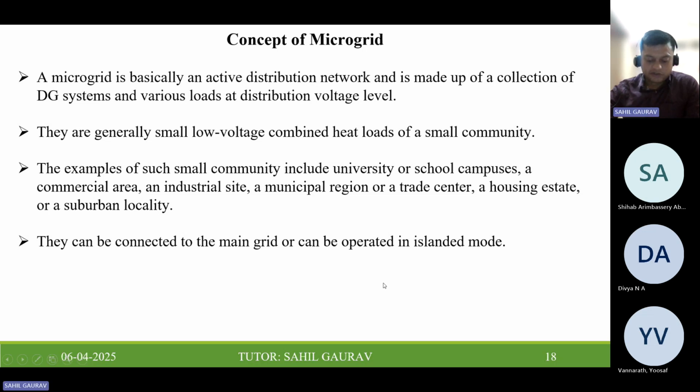Similar to our distributed generation, it is a collection of DG systems, and distributed generation also can be operated in islanded or grid connection. So the whole collection of DG systems we call a microgrid, and these operate at distribution voltage level. With connection to the grid it can also be of two types. One is grid connected mode, another is islanded mode of operation.